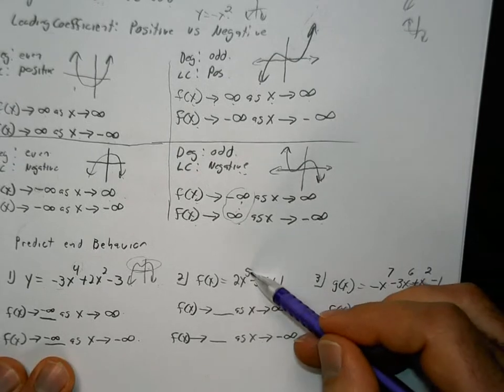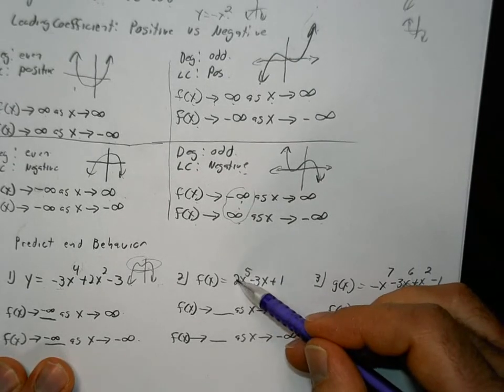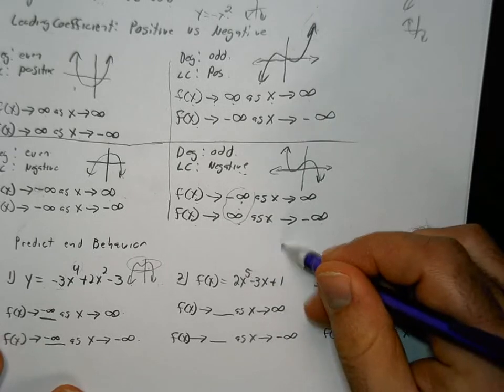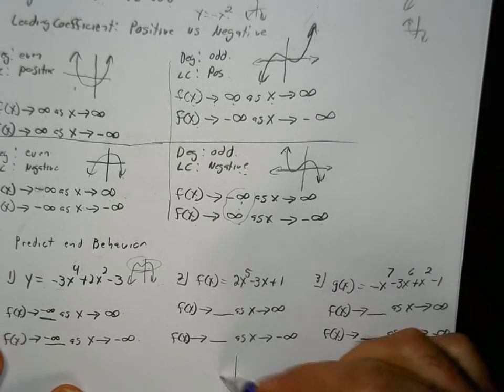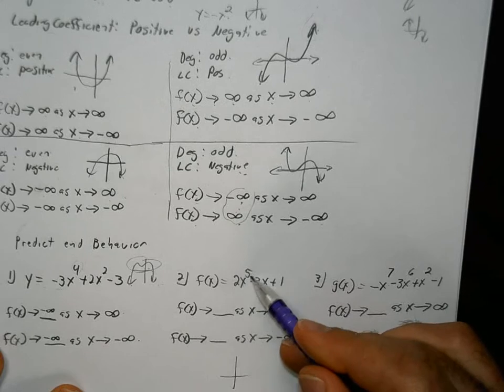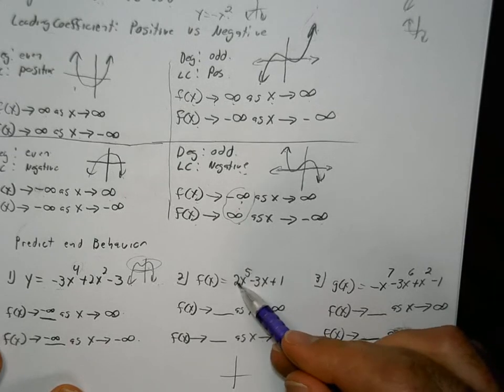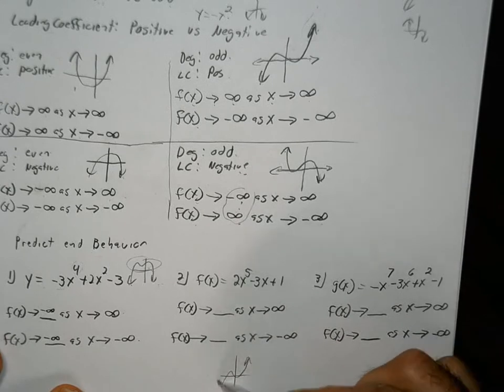Okay, so on this one we have an odd with a positive. A lot of times it's easy to make a quick sketch. So odd and positive. Odd means the ends go in opposite directions. Positive means the right side's going up, the left side's going down.